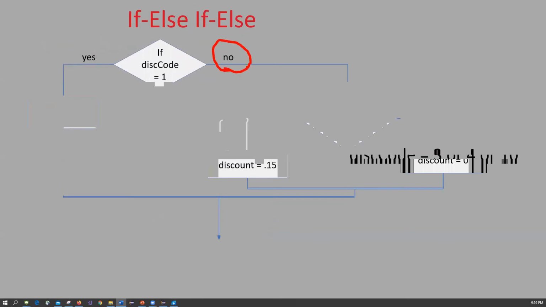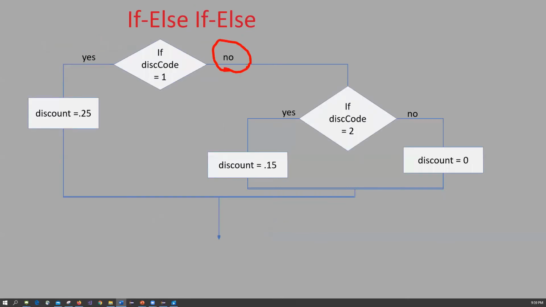Okay, so notice then the no. In this case, if we're doing if, else if, else, it's only possible for one of these conditions to be true. It can't be a discount code of a 1 and a 2 at the same time. It's going to be either this or this or this, right? Okay, and you can have as many as you want to. Maybe we have a discount code 1, a discount code 2, discount code 3, and a 4, and then anything else, okay? So we can have as many else ifs as we need to.